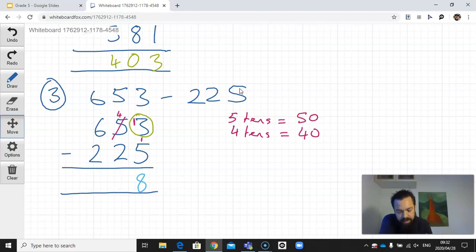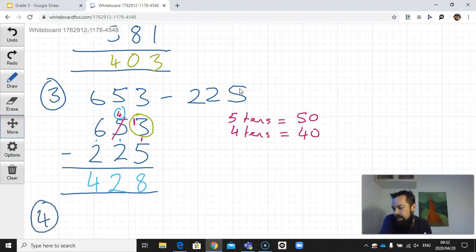Right, well, looking at my tens column, I no longer have a 5 at the top because I've crossed that out. I actually have a 4. So I'm going to go 4 minus 2. 4 minus 2 is 2. Now I'm going to look at my hundreds column. 6 minus 2 is 4. And there we go, 426. Okay, I'm going to put number 4 in.